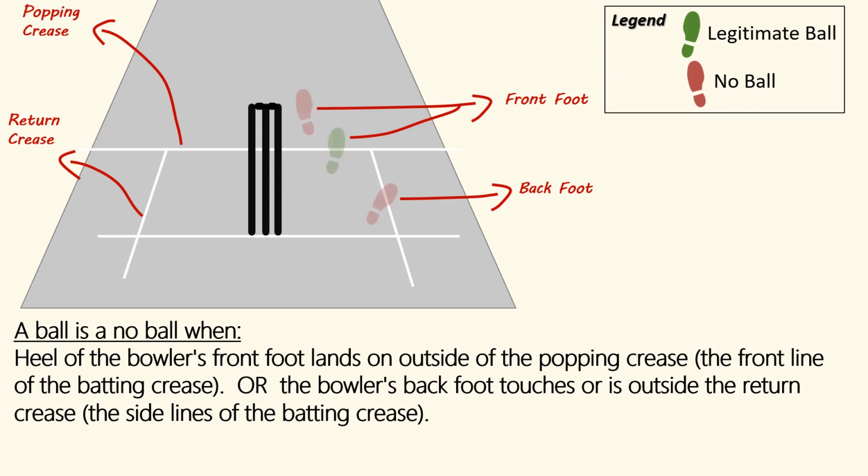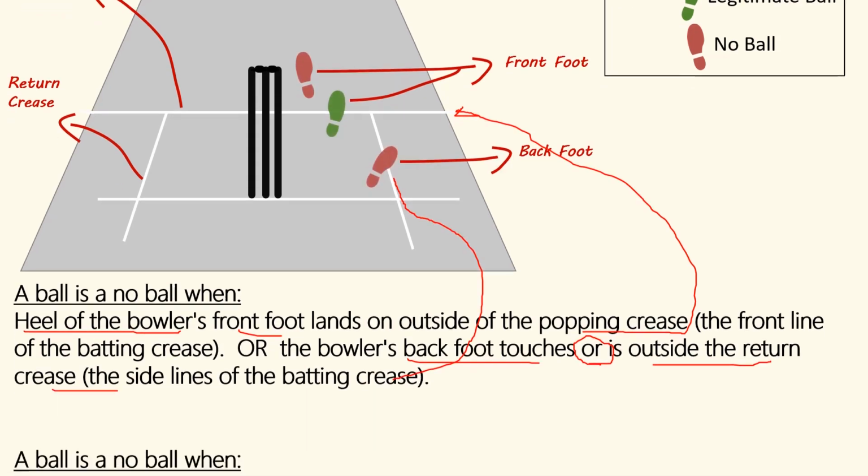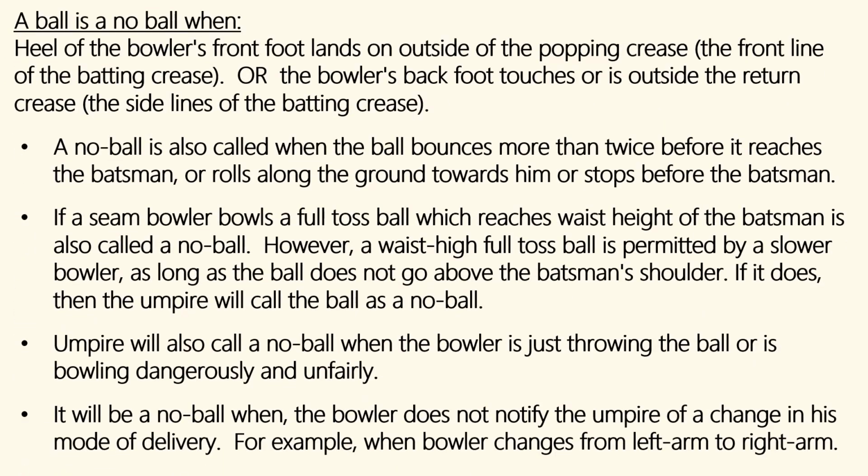A ball is a no ball when the heel of the bowler's front foot lands outside of the popping crease, which is this here, the popping crease, or the bowler's back foot touches, or it is outside the return crease, that is the sidelines of the batting crease, which is this line. There are other scenarios for no ball.